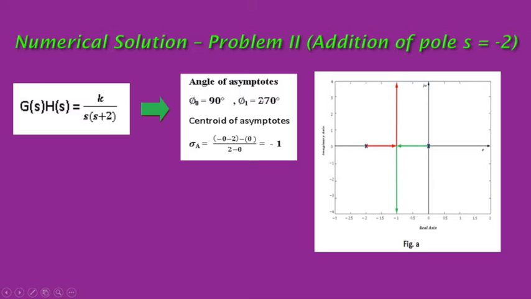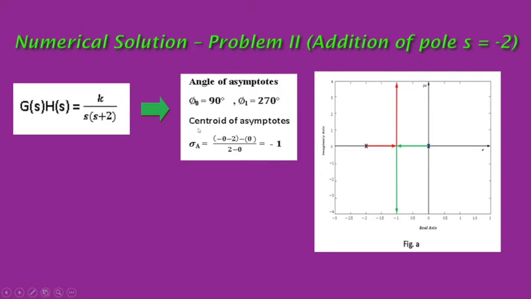Then find the angle of asymptote. P minus Z, there is no 0. So 2 minus 0. That means the number of asymptotes is 2. Then calculate the 2 angles of asymptote. When q equals 0, we get phi 0 equal to 90. And when q equals 1, we get phi 1 equal to 270 degrees.